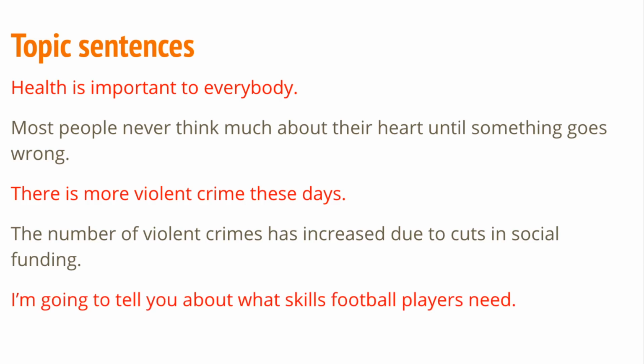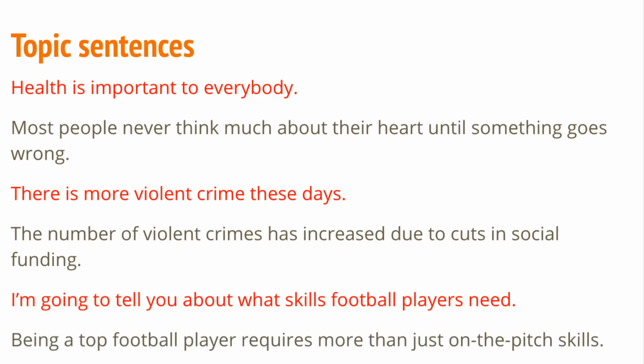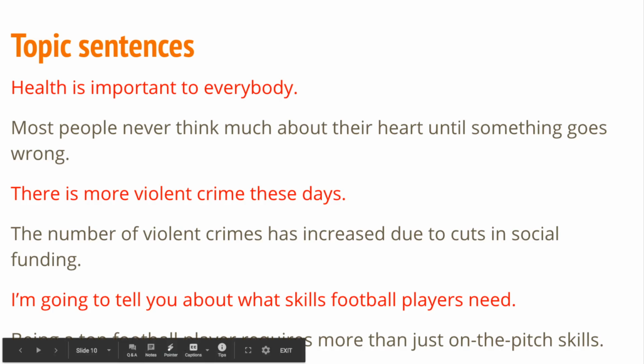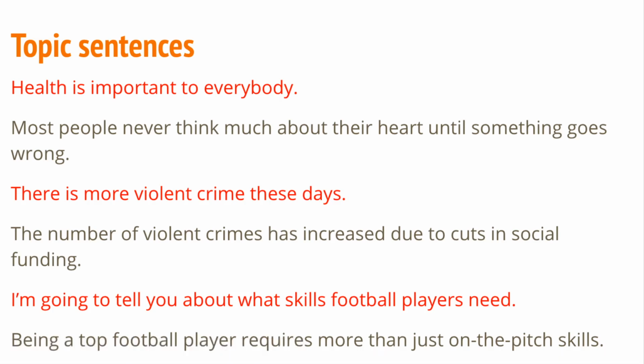"I'm going to tell you about what skills football players need." Well, again, we said before, don't announce, so you don't need to tell us what you're going to write about. Just write about it. So we can replace it with something like, "Being a top football player requires more than just on-the-pitch skills." Okay, so we know it's going to be about things like diet and other kinds of things, not just physical football skills. So that's our topic sentences. We need one specific sentence at the beginning of a paragraph. It's very clear, and it tells us specifically what this paragraph is about.